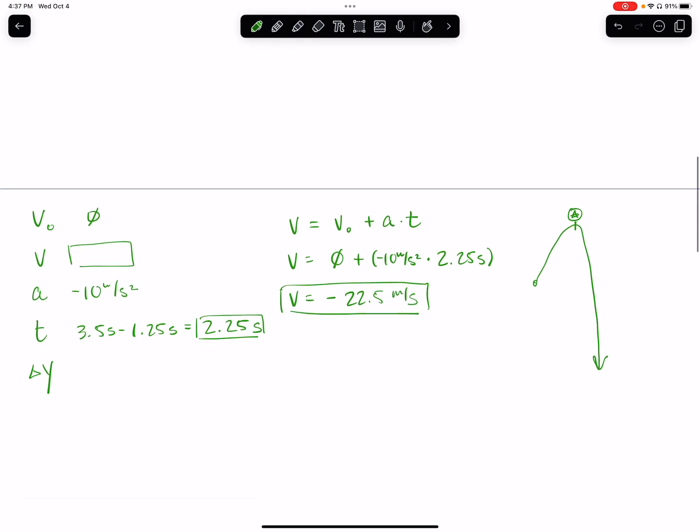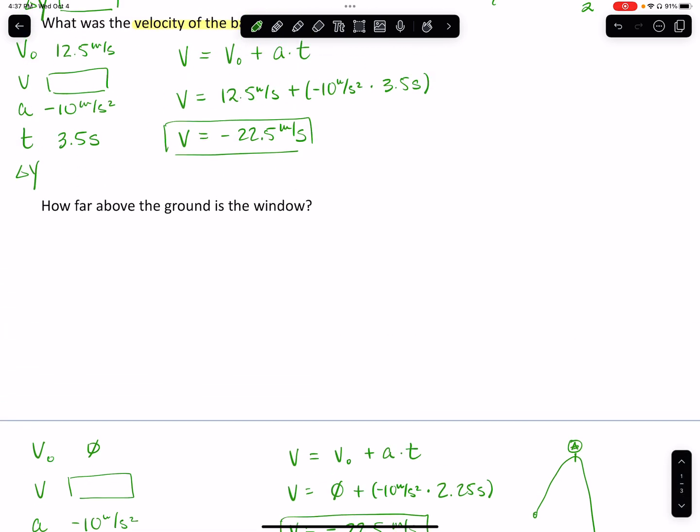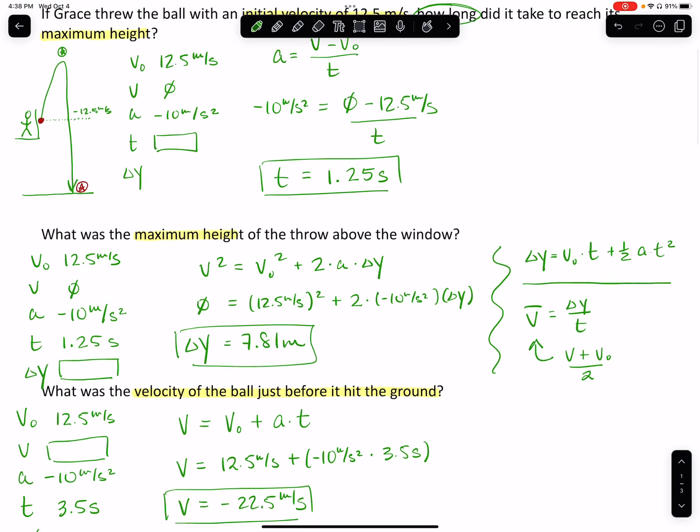As I tell my students all the time, in physics in particular, there's not usually one way to get to the answer. Usually there are a couple different paths that you can choose. So let's move on to the last question. How far above the ground is the window? This time we're going to be looking for that change in position that is specific to the distance between when the ball was thrown and the ground.